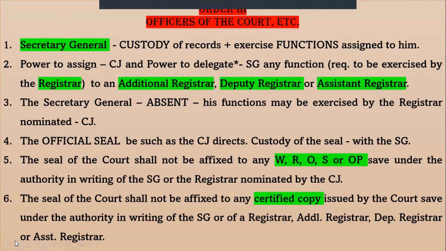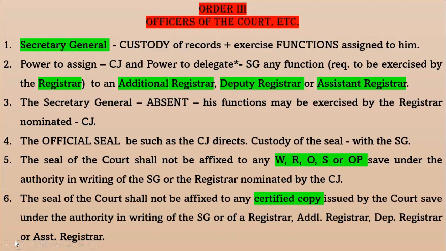Rule 1 provides that the custody of the records shall be with the Secretary General and Secretary General shall exercise such other functions as are assigned to him by these rules. So, custody of records of the court shall be with the Secretary General. So, two keywords of Rule 1 is custody of records and functions. Now, let's see what is Rule 2.